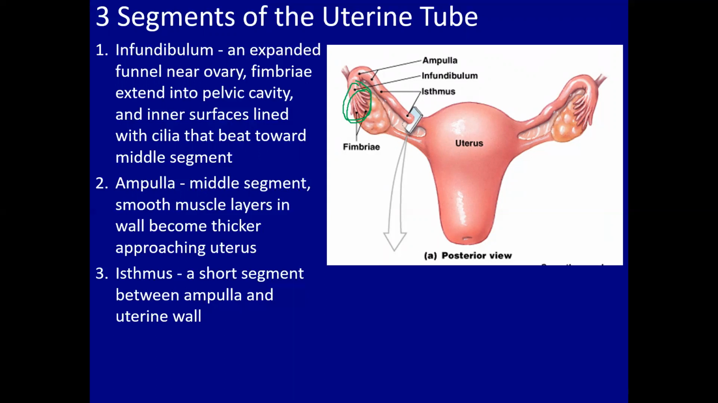It's near the ovary. The fimbriae extend into the pelvic cavity, and the inner surfaces are lined with cilia, and they beat toward the middle segment, which is called the ampulla. The ampulla would be like your elbow. This is the middle segment, has smooth muscle layers, and the walls become thick as they approach the uterus. As we move down, we get to what is called the isthmus, which is a short piece between the ampulla and the uterine wall.